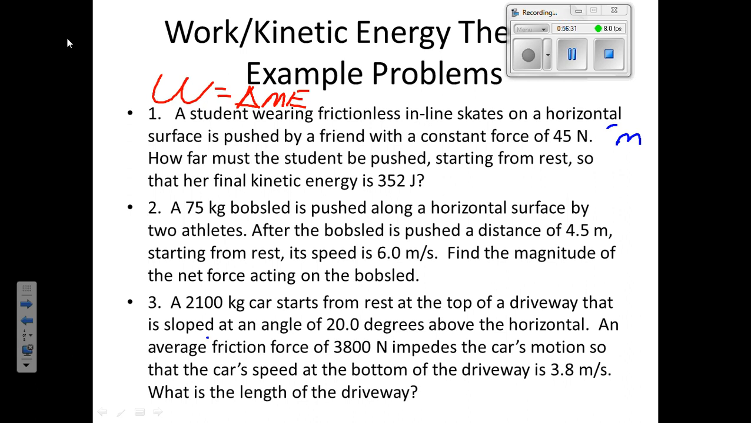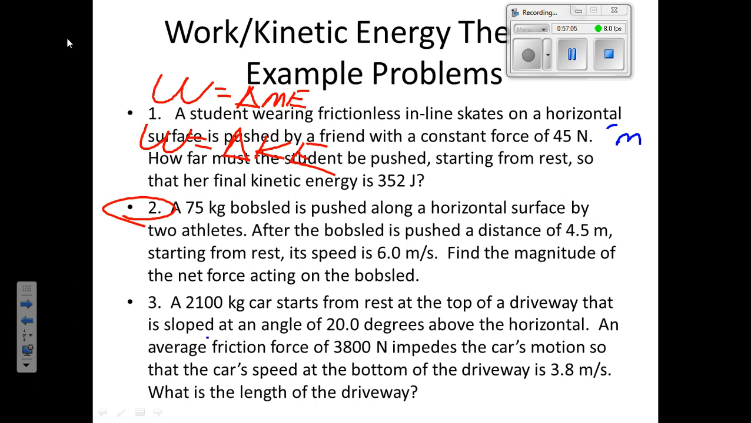Now, in problem 2, are we changing the potential energy at all? We're moving a box across a flat surface. Is that changing potential energy? What's not changing that would change the potential? The height. The height's not changing, so the potential energy is not changing. So in this problem, we could rewrite this. Since the change in potential energy is 0, we could write work is equal to delta KE, right?